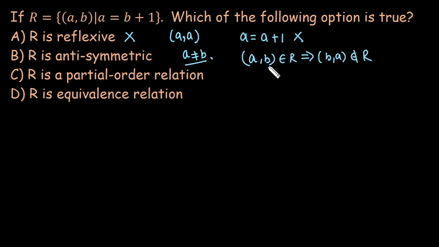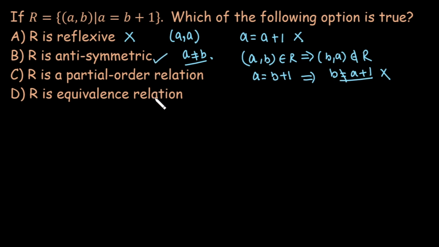Check whether this is valid. If it is a part of relation, it means A is equal to B plus 1, and the reverse is B is equal to A plus 1. Whether this implies this? No, never. So that will never apply. It means it is clearly antisymmetric.